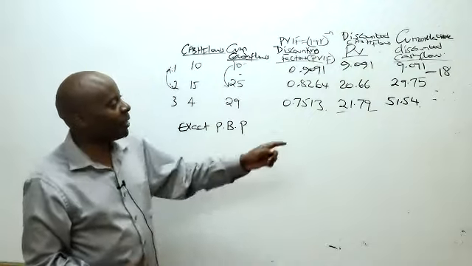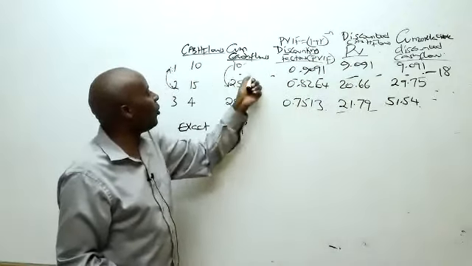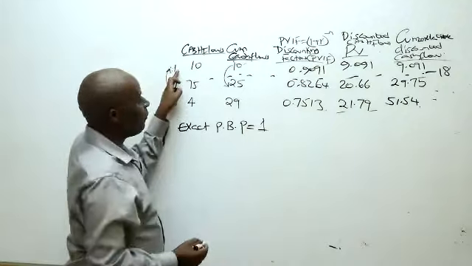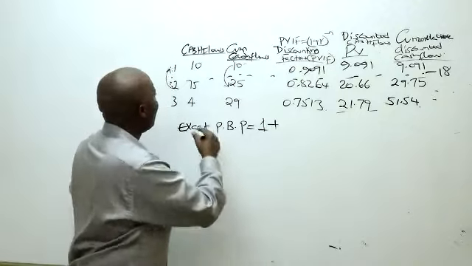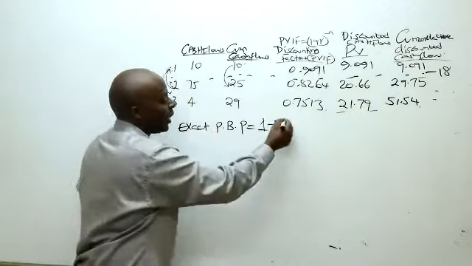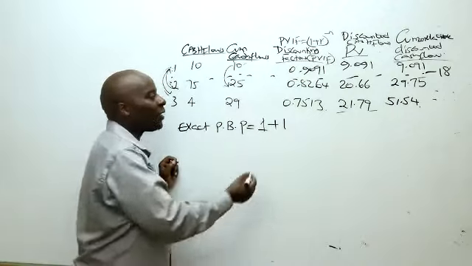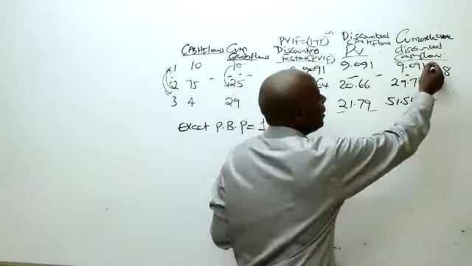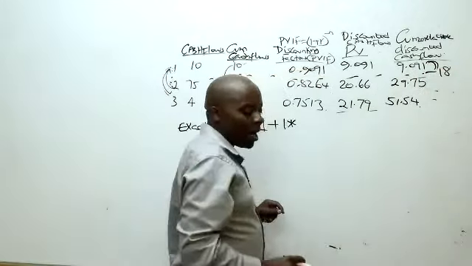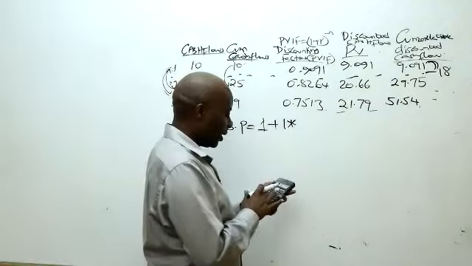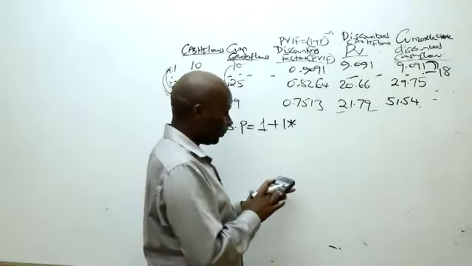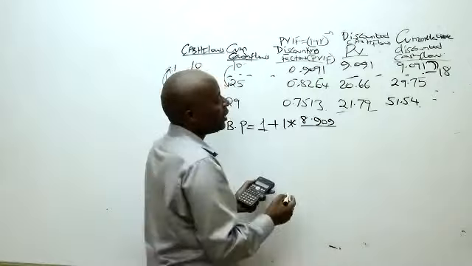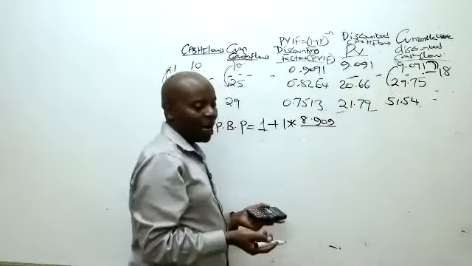So remember, for our payback period, you're going to see where 18 is. It falls in between what year? Year 1 and year 2. So the exact payback period will be equal to the lower duration plus the difference between the two, 2 minus 1, which gives us 1, times the difference of the upper arc, from 18 to 9.091. So we have 18 minus 9.091, which gives us 8.909.